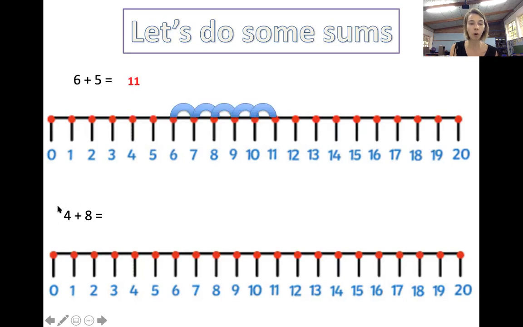Good. 4 plus 8. 4 will tell me where to start, and 8 will tell me how many times to hop. So we're going to start on 4 and hop. 1, 2, 3, 4, 5, 6, 7, 8. We landed on 12, therefore the answer is 12.